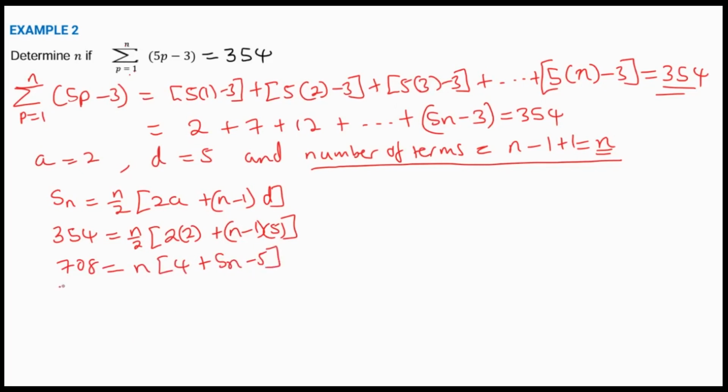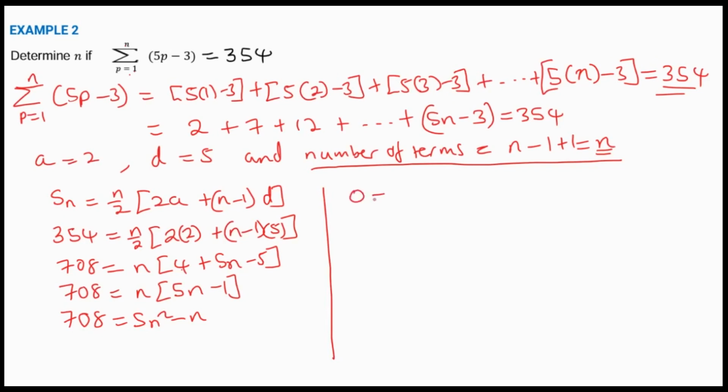Right, we can simplify this. 708 is equal to n times 5n minus 1. 4 minus 5 is negative 1. Then we can remove the brackets here. 708 is equal to 5n squared minus n. Right? Let's write it in standard form. 0 is equal to 5n squared minus n minus 708. Sometimes it's difficult to find factors for such equations. You may use the quadratic formula.